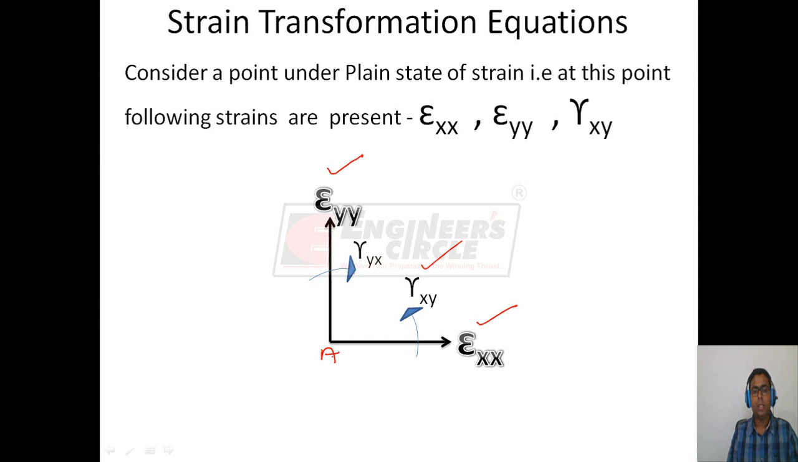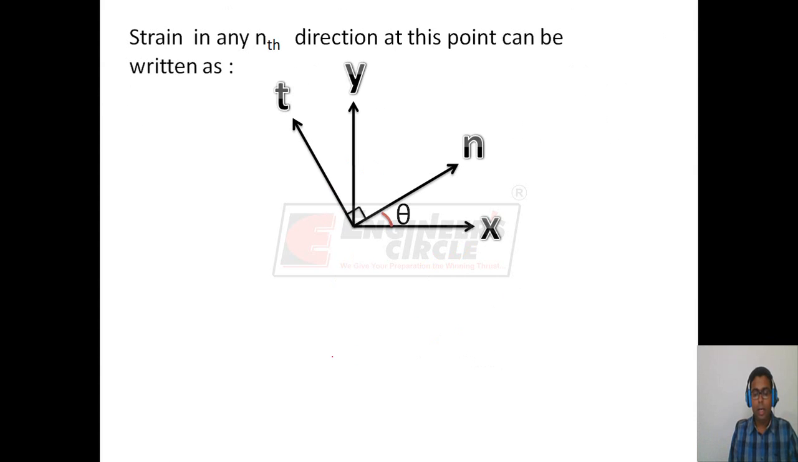We want to find the strain in any nth direction at point A in terms of epsilon xx, epsilon yy, and gamma xy. Let the nth direction make an angle theta with the horizontal direction. This theta is to be measured positive in the counterclockwise direction from the horizontal axis.